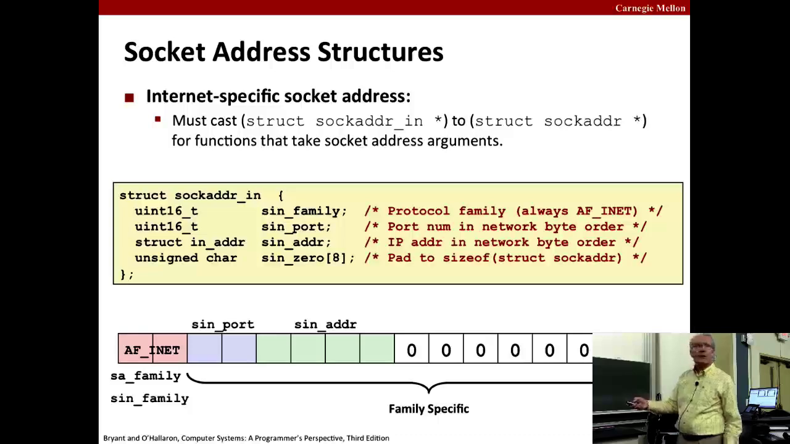And so in particular, it fills in fields. One is called the port, which, as I mentioned, is 16 bits. And then the 4-byte IP address, both of which, even if you're running this software on an x86 machine, should be in big endian order.